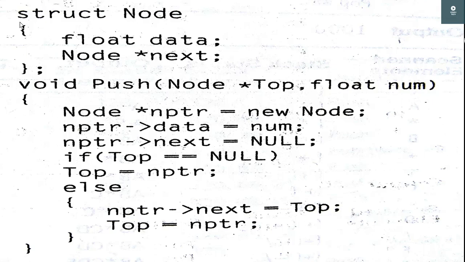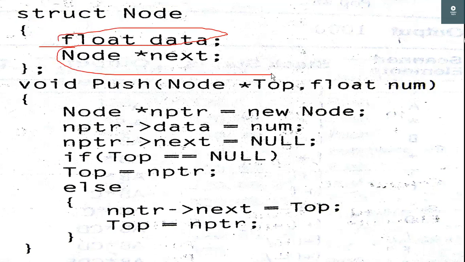In the structure, we write the struct keyword first, and then we write the structure name. Now the name here is node. You can use any other name if you want. And then we have the two parts of this structure. The first part is data part and second part is the link part. In the data part we have a float variable, because the question says that we have to store real numbers. The name of this variable is data. You can use any other name if you want.